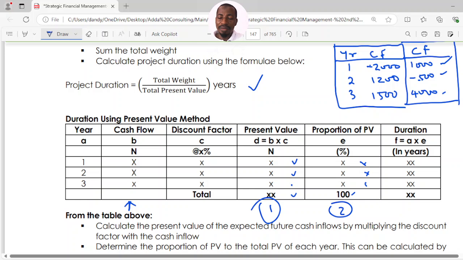Then, to now get the final duration, you are expected to multiply the number of years with the proportion that you have determined. All right.